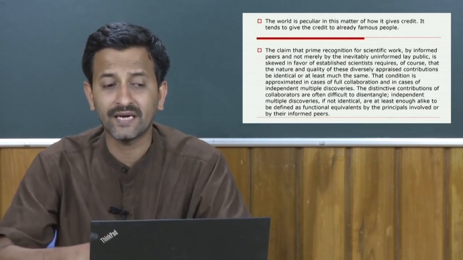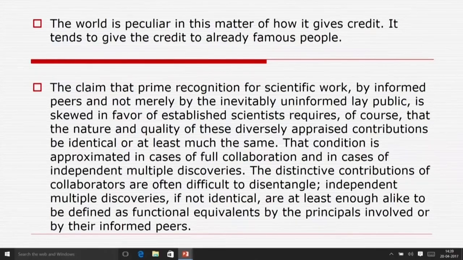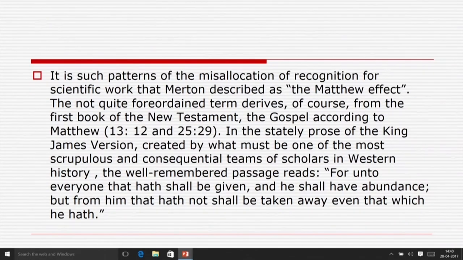Then we discussed how the claim that prime recognition for scientific work by informed peers, and not merely by the inevitably uninformed lay public, is skewed in favor of established scientists requires, of course, that the nature and quality of these diversely appraised contributions be identical or at least much the same. And such a condition is approximated in the cases of full collaboration or in the cases of independent multiple discoveries that we have already discussed in the context of the controversies between Newton and Leibniz. Distinctive contributions of collaborators are often difficult to disentangle, and independent multiple discoveries are, if not identical, at least enough alike to be defined as functional equivalents by the principal investigators involved or by their informed peer groups.